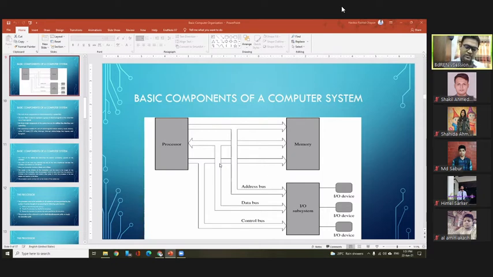For example, 000, 001, 010, 011, like this. That means we can have a maximum of 2 to the power 3 combinations because it's a binary number. In the same way, of course, our system is binary. That's why whenever you use the address bus, we have 64 bits or 32 bits.